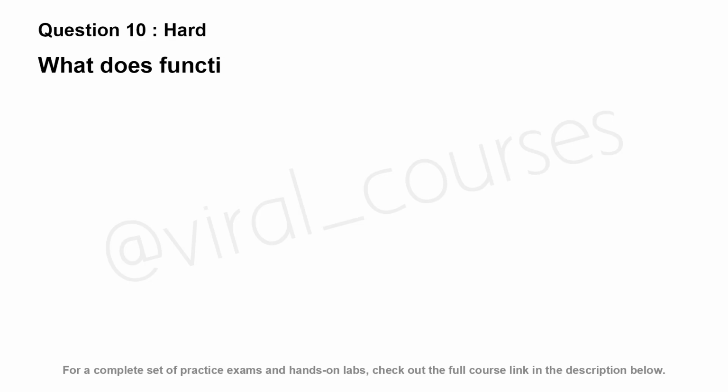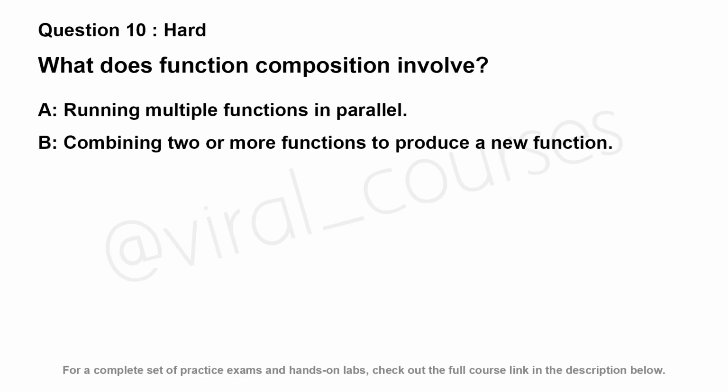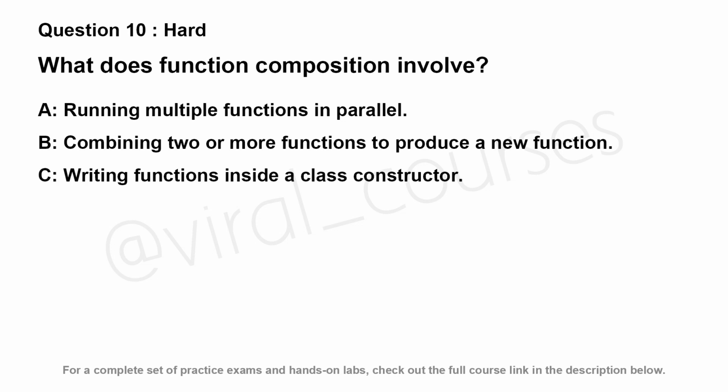What does function composition involve? Option A. Running multiple functions in parallel. Option B. Combining two or more functions to produce a new function. Option C. Writing functions inside a class constructor. Option D. Converting a function into a string.